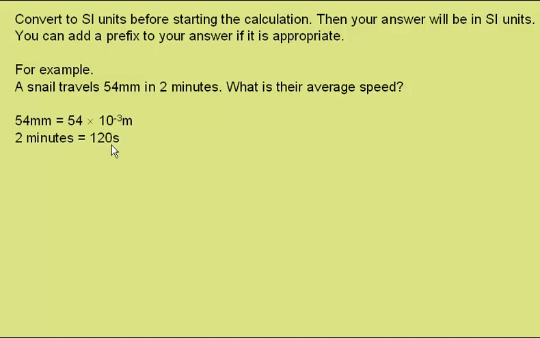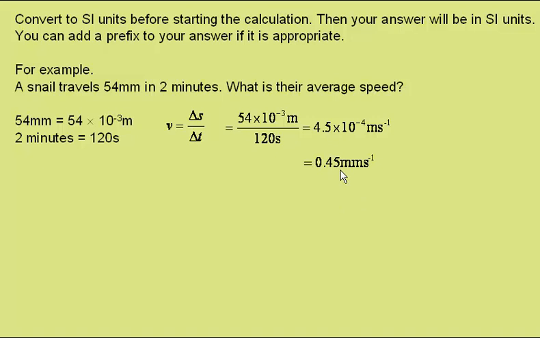2 minutes is 120 seconds. Now we can write down our formula. Speed is equal to change in distance over change in time, which is our distance of 54 times 10 to the minus 3 metres over 120 seconds, which comes out at 4.5 times 10 to the minus 4 metres per second. If appropriate, we could then say that that is 0.45 millimetres per second.